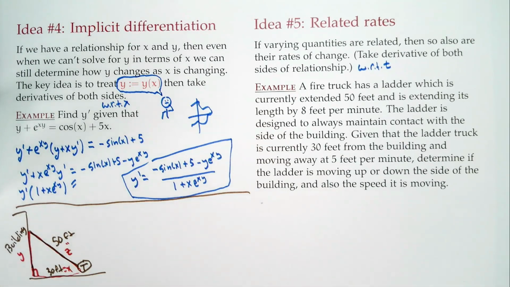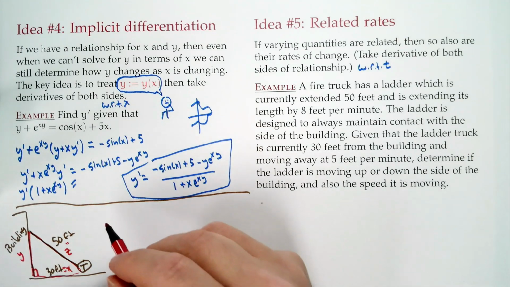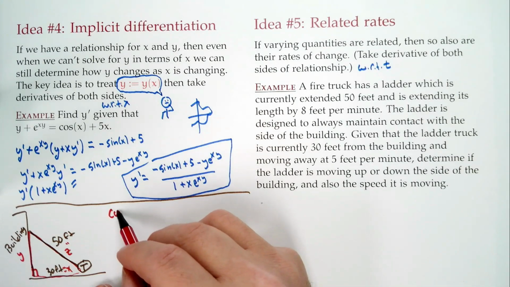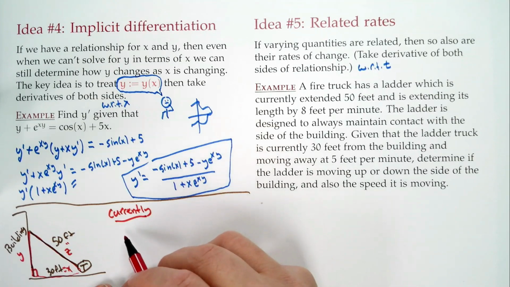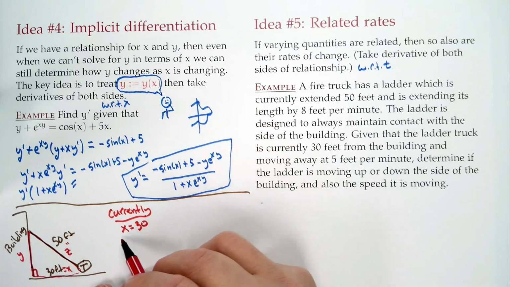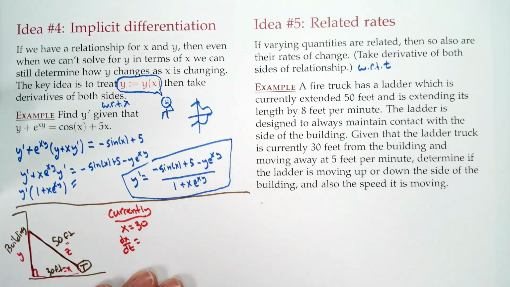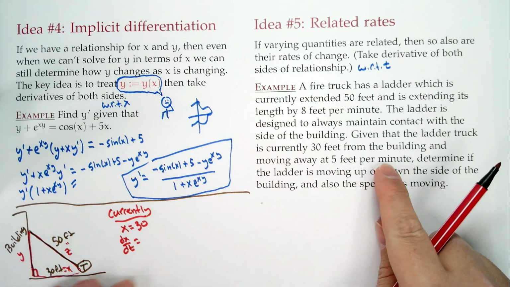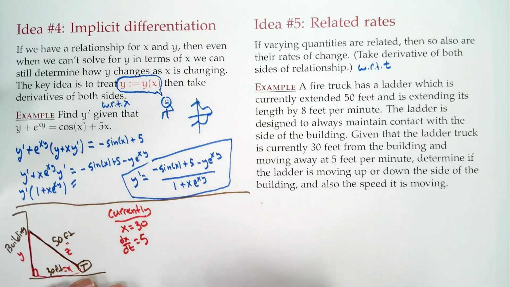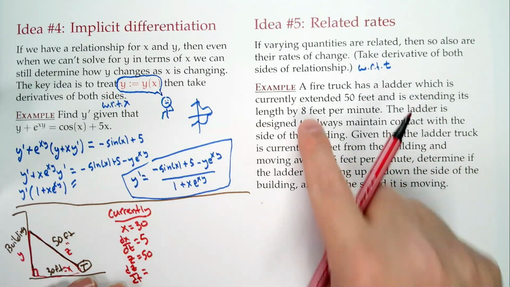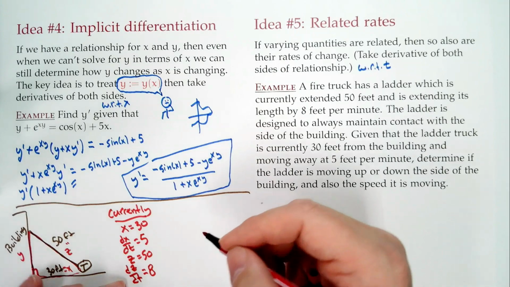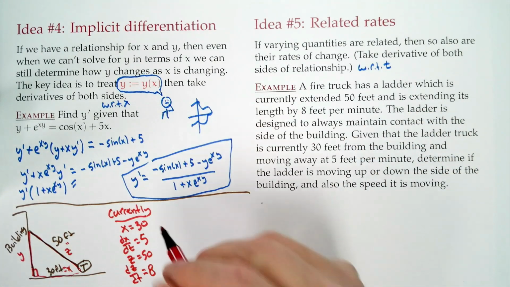Now, what do we know? We know that they're all changing. The ladder is moving up or down, that says Y is going up or down. X is moving away. Z is extending. So let's label what we actually know. Currently we have the following pieces of information. We're told that the truck is 30 feet away and that it's moving away at a rate of 5 feet per minute. Okay, so that says dx/dt is 5. We also know that the ladder is currently extended to 50 feet and that it's growing, dz/dt, at 8 feet per minute, getting longer, so that's 8.